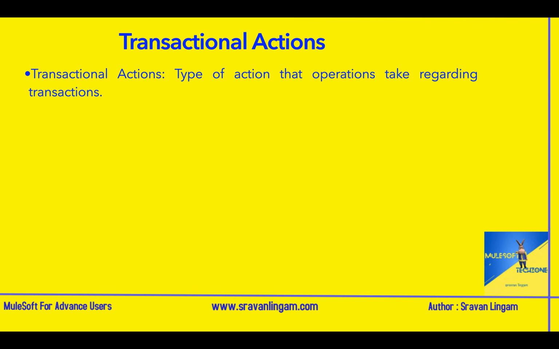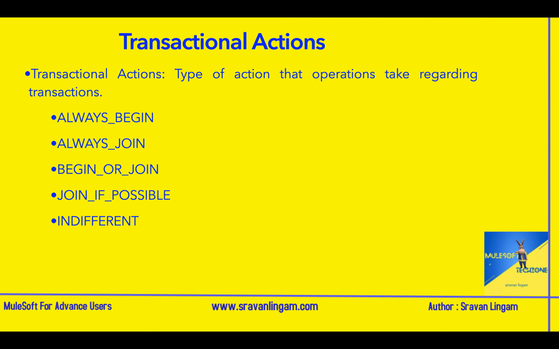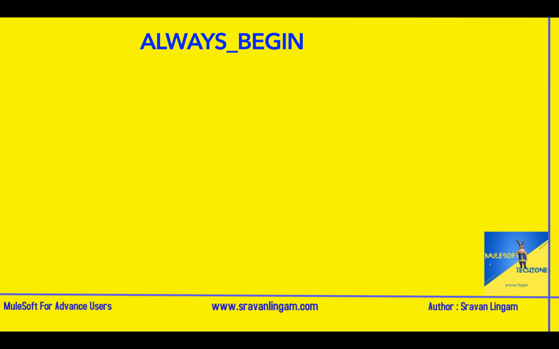So transactional actions are nothing but the type of action that operations take regarding the transaction. The options are: always begin, always join, begin or join if possible, indifferent, none, or not supported. So we have these many transactional types. I will try to explain each in simple terms, but based upon your use case, you need to choose one of them. Now, let's start with always begin.